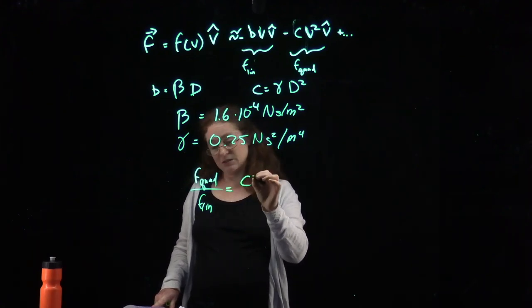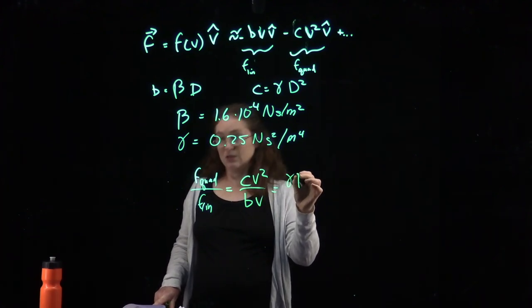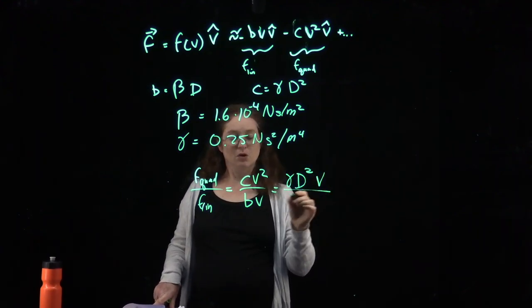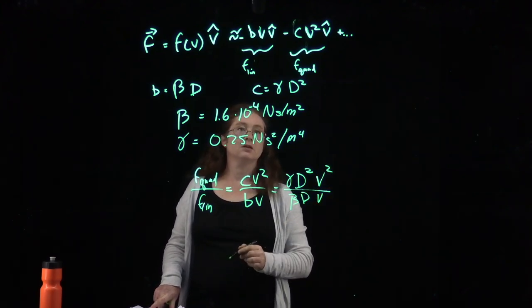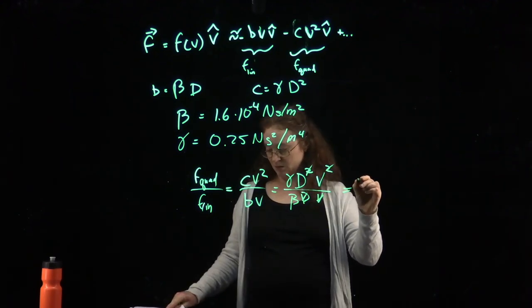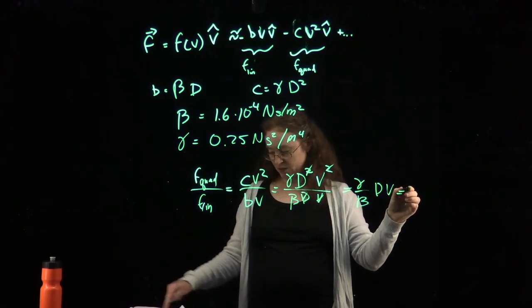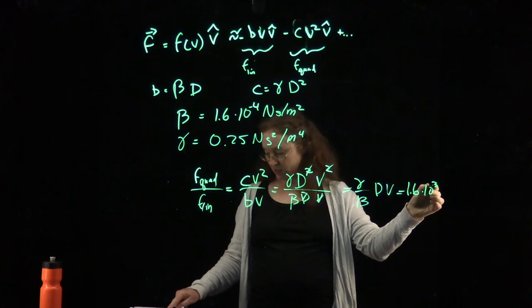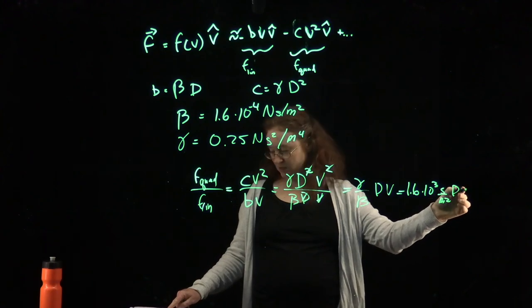So this is gamma D squared V squared over beta D V. This is a V squared, this is a V, and we are left with gamma over beta times D V. You plug the numbers in, and this turns out to be 1.6 times 10 to the 3 seconds per meter squared, times D times V.